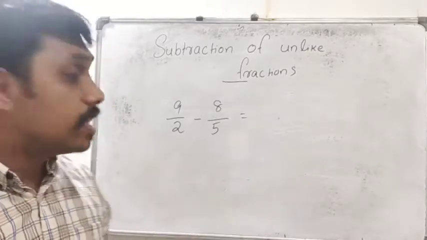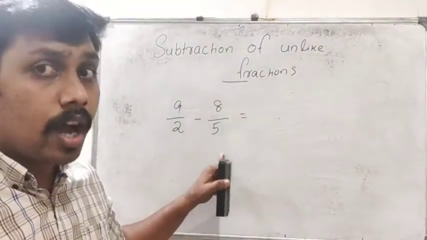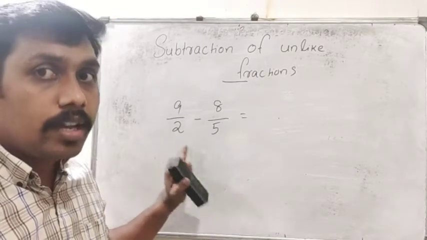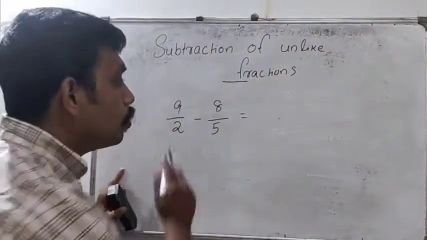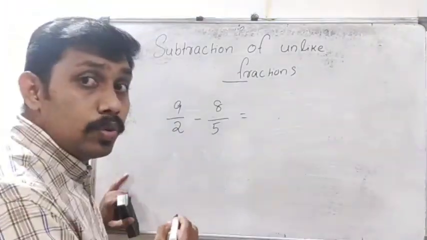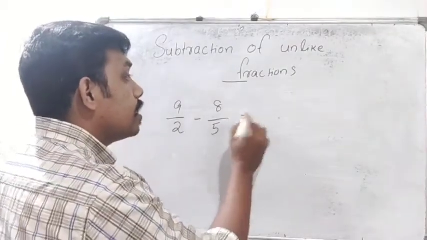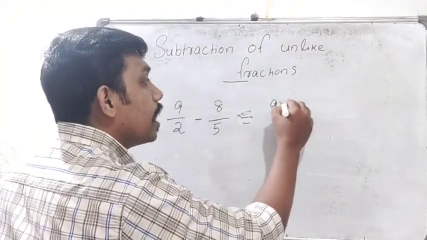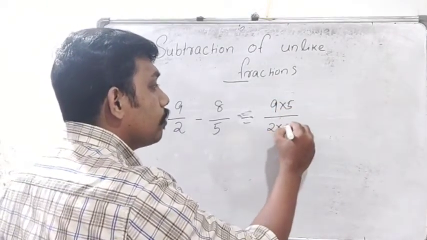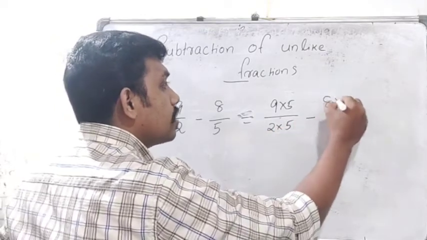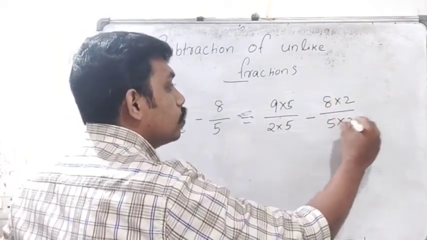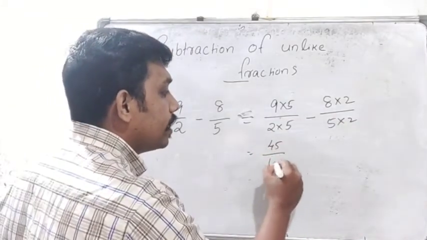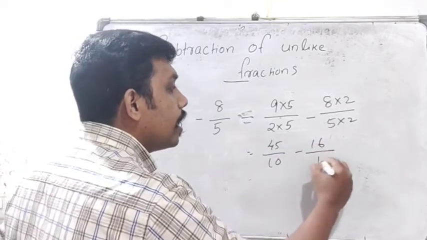For that we need to find the LCM of the denominators. You know, students, how to find the LCM, isn't it? So everyone study the method to find the LCM. So the LCM of 2 and 5 is 10. We can simply make the denominator 10 by multiplying the numerator and denominator by 5 for the first fraction, and by 2 and 2 for the second fraction, isn't it? So it becomes 45 by 10 and 16 by 10.